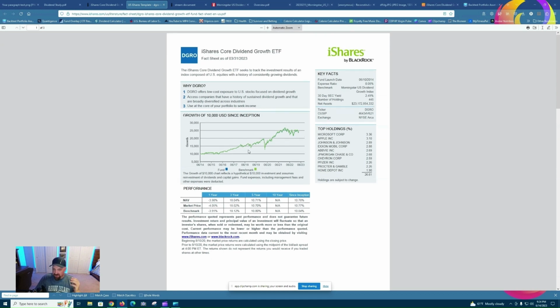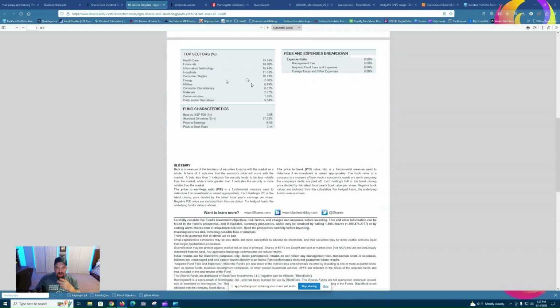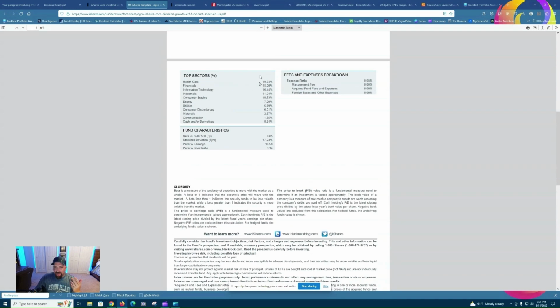It's like 1 or 2 pages that shows you exactly what you're getting into. So all the particulars: the holdings, the dividend yield, the benchmark it tracks, the expenses, when the fund was launched. Pretty standard stuff. The sector weightings. So basically, 5 of the 11 sectors make up over 70% of this ETF.